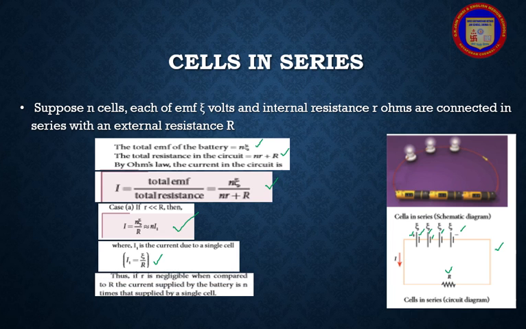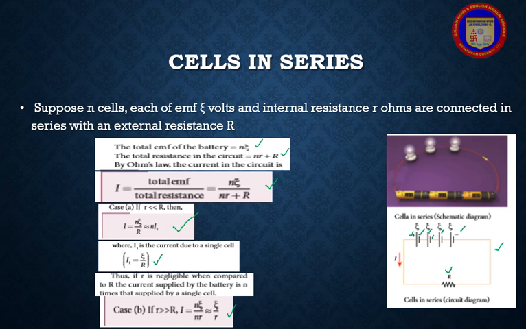Case B: if the internal resistance nr is very much greater than capital R, I is equal to nξ divided by nr, which is equal to ξ divided by r. It is the current due to a single cell.